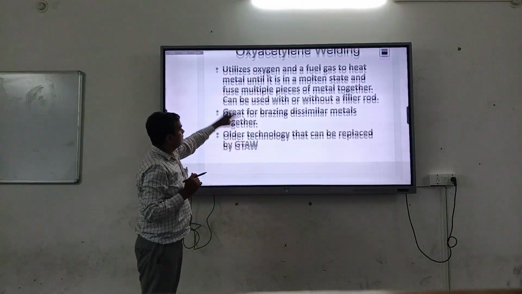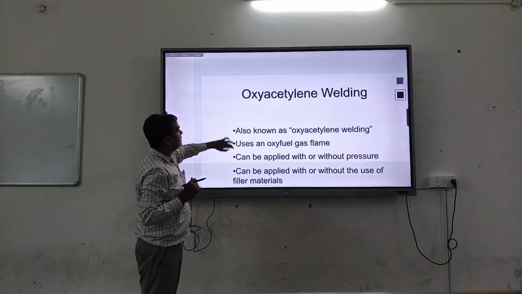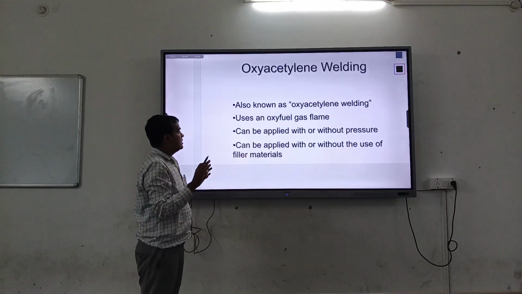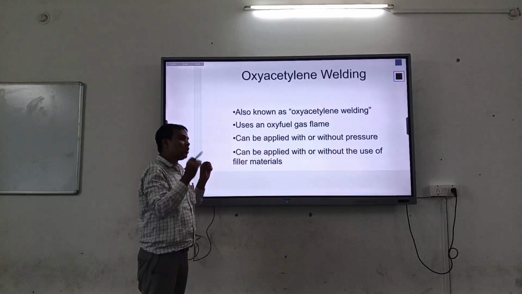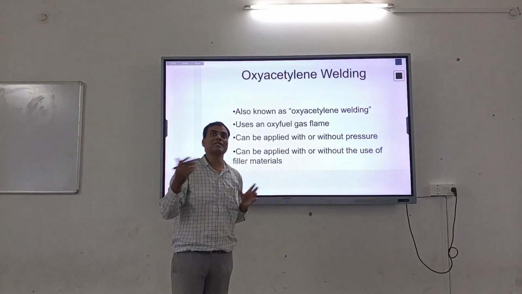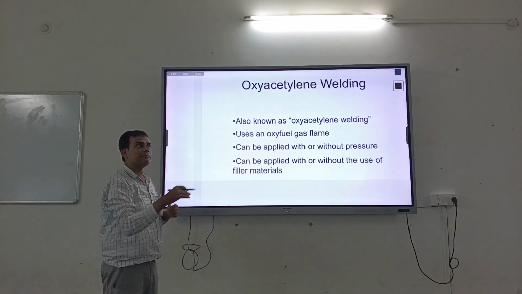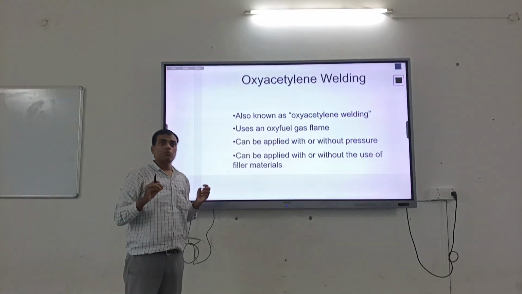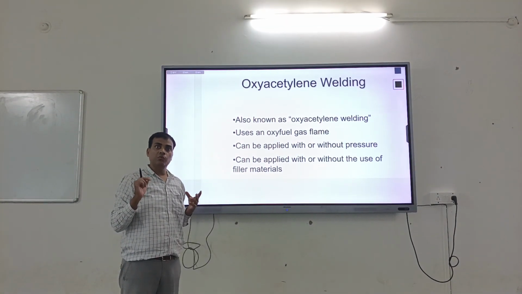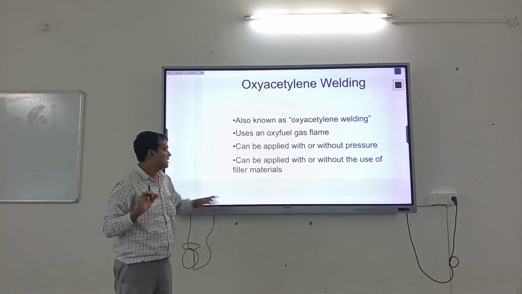In the next slide, oxyacetylene welding uses no pressure, and can be done with or without filler material. The filler material provides the extra material required for the joint, and the filler material may be coated with flux, and that flux will protect the weld from the atmosphere or from oxidation.